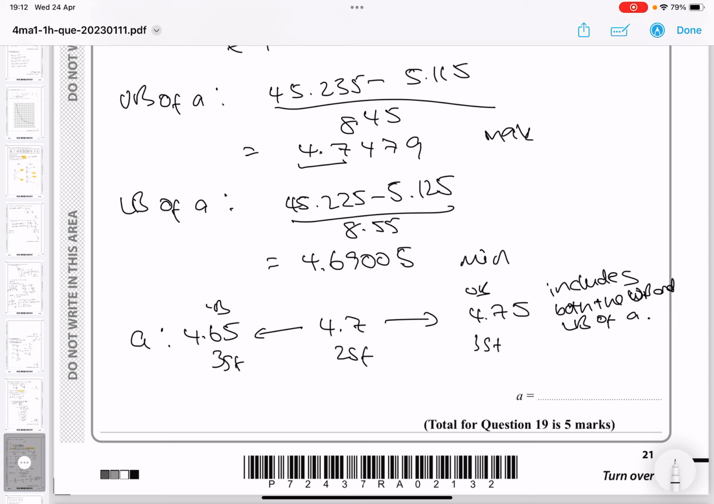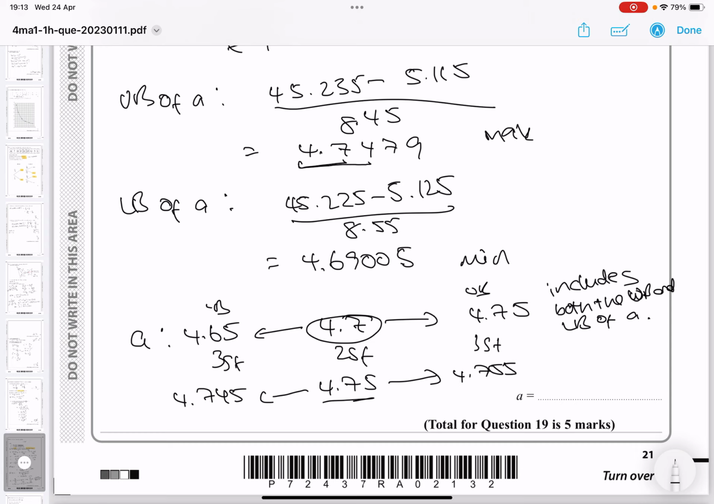Now, we can't stop there. We have to work out the next one too. Say that we take 3 significant figures now. So we do 4.75 because we're going to have to round up. Let's work out the upper bound and lower bound for that: 4.755 and 4.745. Does it include the upper bound of A? Yes, because 4.7479 is less than 4.755. However, does it include the lower bound of A? 4.69005 is not within this range. So we can't take A as 4.75 because it doesn't include the lower bound. So the final answer for A has to be 4.7.